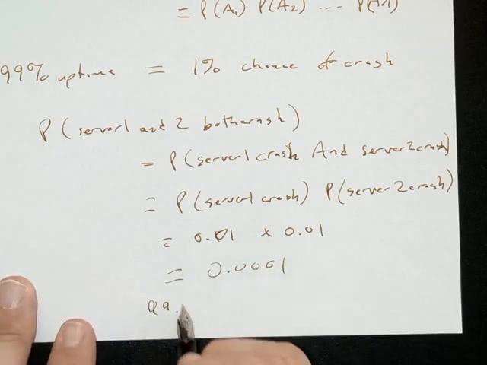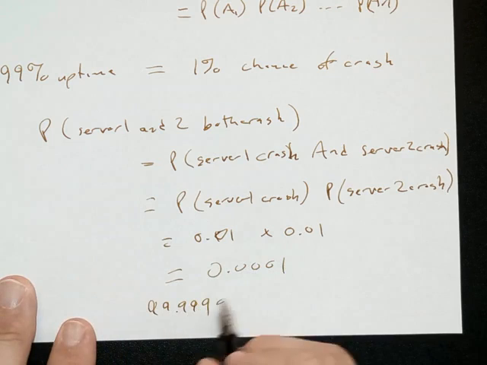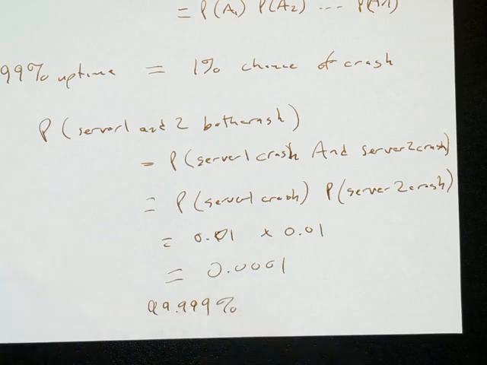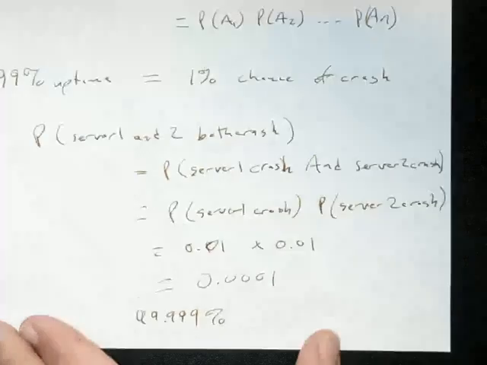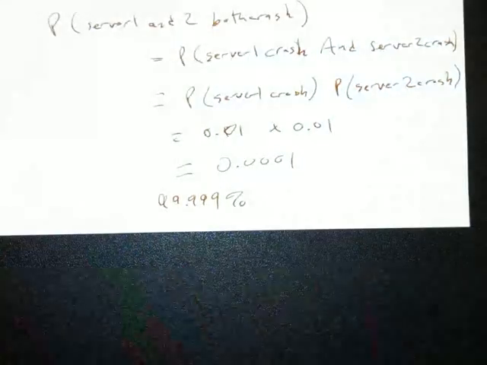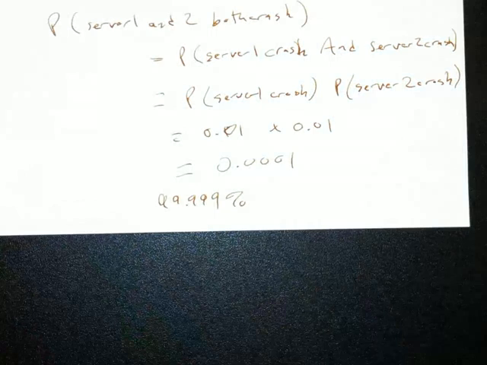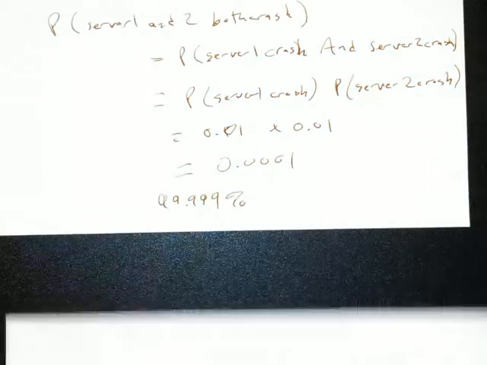Which means there's a 99.999% chance your data is okay. Even though each individual server is only 99%, putting your information on 2 of them gives you 99.999% safety. What if I put it on 3 servers? Or 4 servers, or 5 servers? I could keep this going, right?